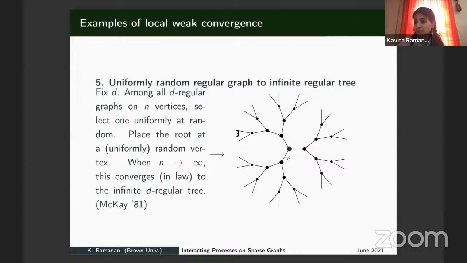And why this is not completely obvious is because the tree does not have any cycles, whereas the random D-regular graph could have cycles, right? So the point is that as n gets large, the cycles are getting larger and larger, so the probability of the smallest cycle being short goes to 0. And that's really what McKay proved in 1981. So locally it looks tree-like: you can take a large enough n such that there'll be no cycles of that length. Okay, so that's one.